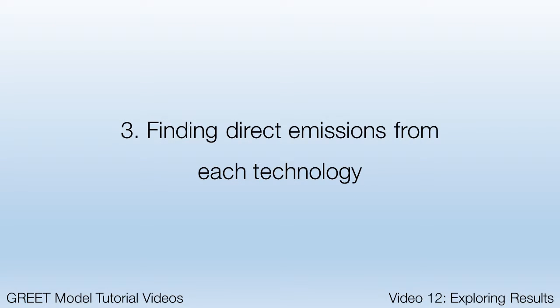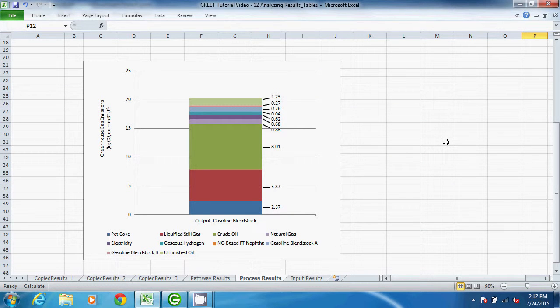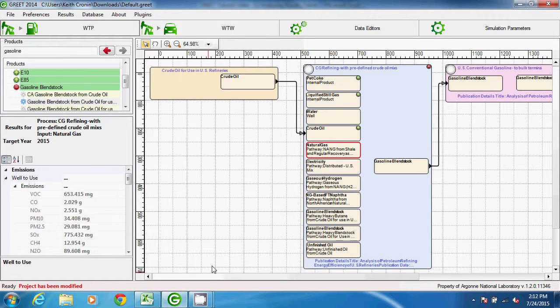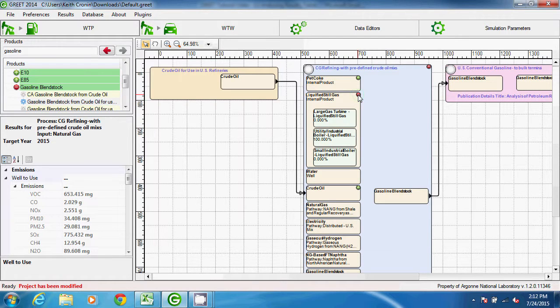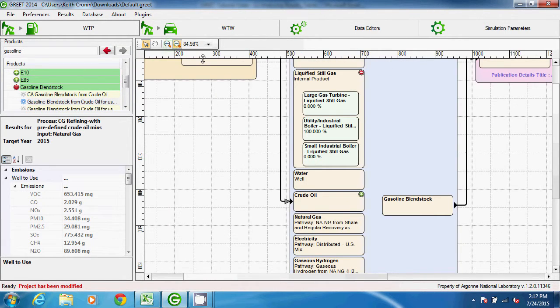At this point, we've looked at a breakdown of pathway results and a breakdown of process results. Now we'll look at a breakdown of results for a single input. And the input we'll look at is liquefied still gas. I can expand the input to see the technologies: large gas turbine, utility industrial boiler, and small industrial boiler, but the only technology actually used is the utility industrial boiler.